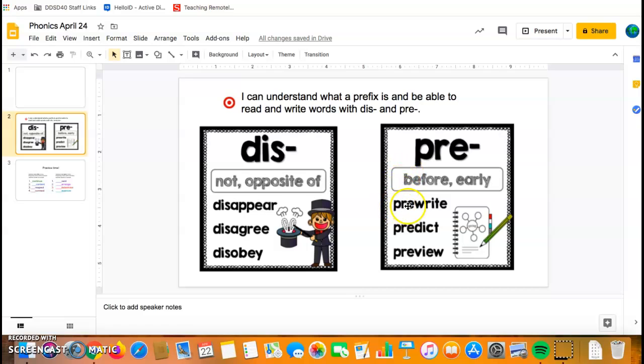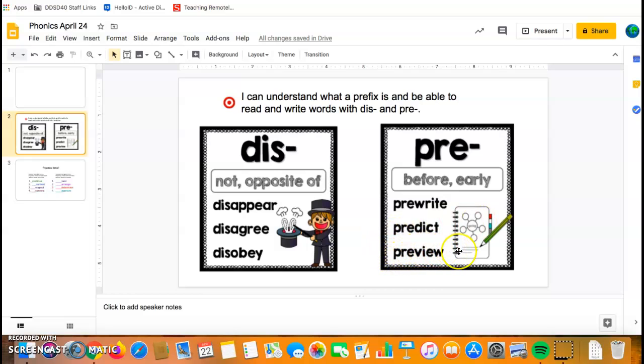So when we have pre-write, write is the base word, so pre-write means to write before something. Predict, dictation means to say something or to speak about something. So when you predict, you are talking about something that you think will happen in the future.